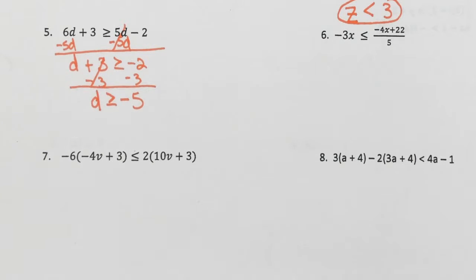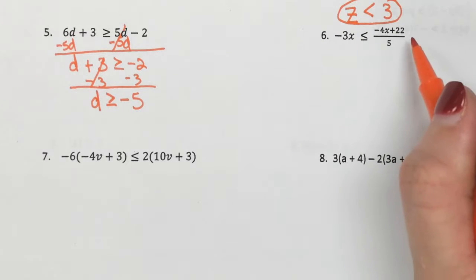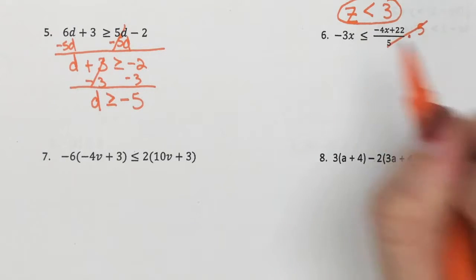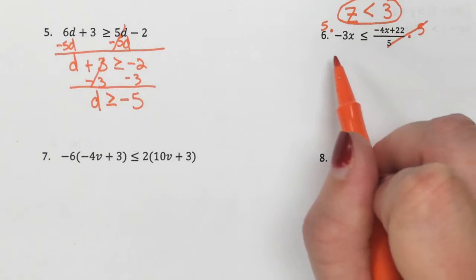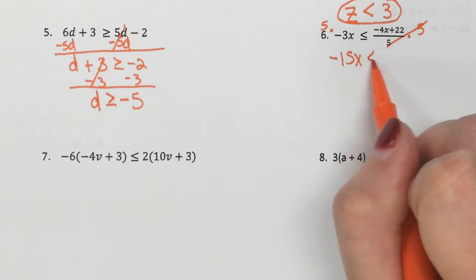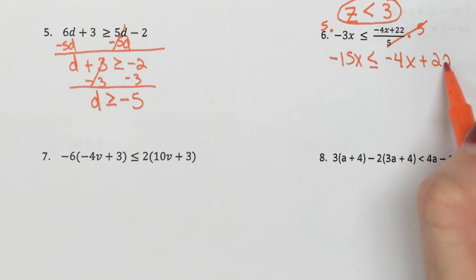All right, what about number 6? You said multiply by 5. There you go. Are y'all okay? All right, so did I multiply by a negative? No. Don't touch anything then, okay? So this is -15x less than or equal to 4x plus 22.